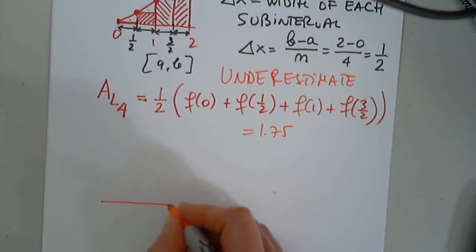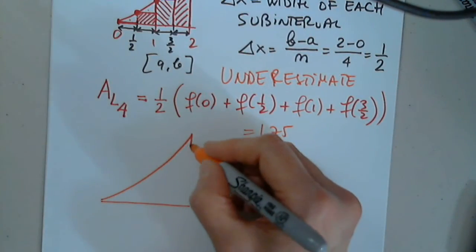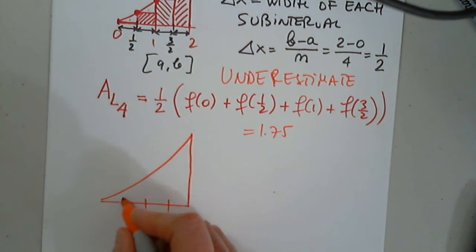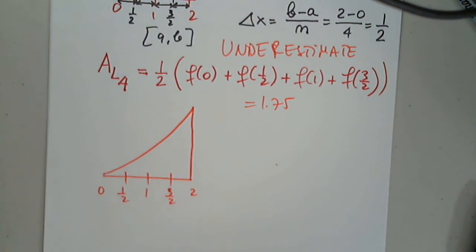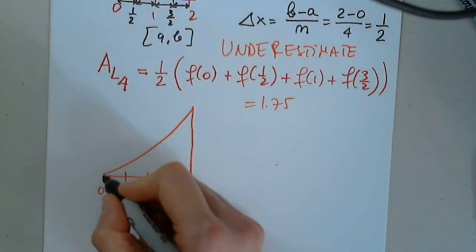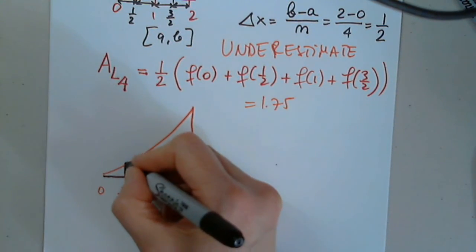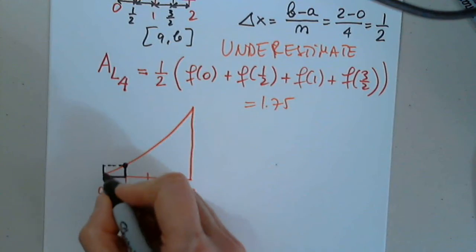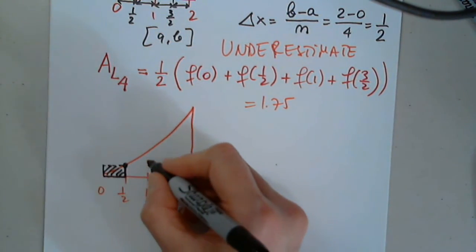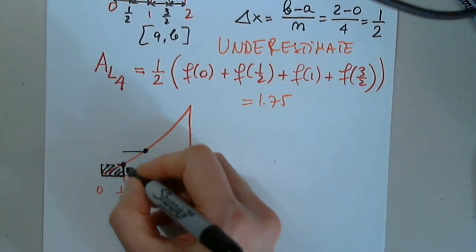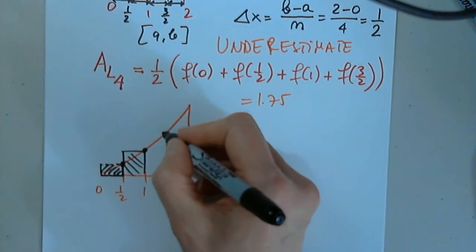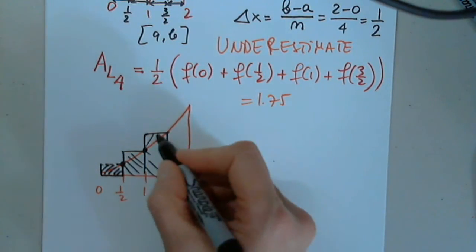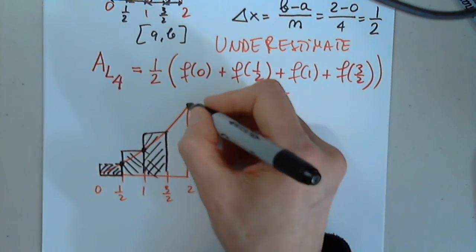Our second option. Still the same graph, still the same limits here: the 0, the 1/2, the 1, and 3 halves, and 2. But this time we're going to use the rightmost point. Okay, so base times height. So this is the area. Base times height, the rightmost point. Base times height, this rectangle now. And base times height.